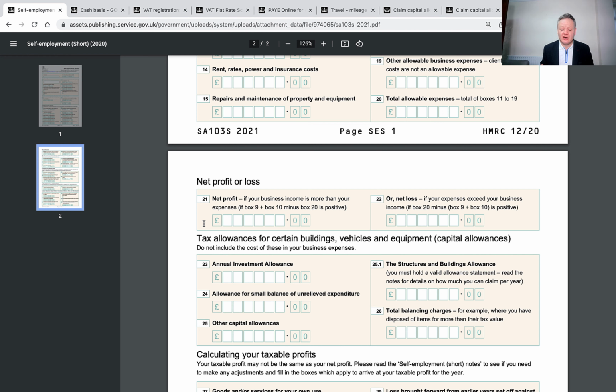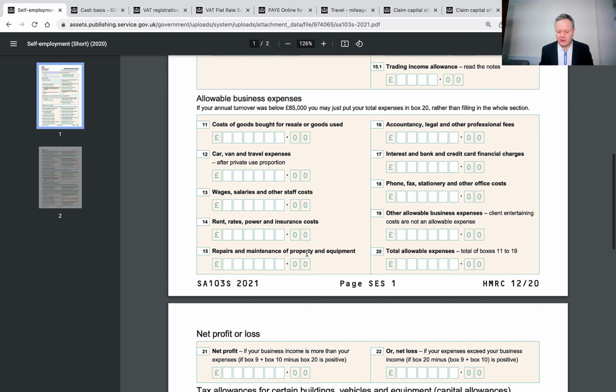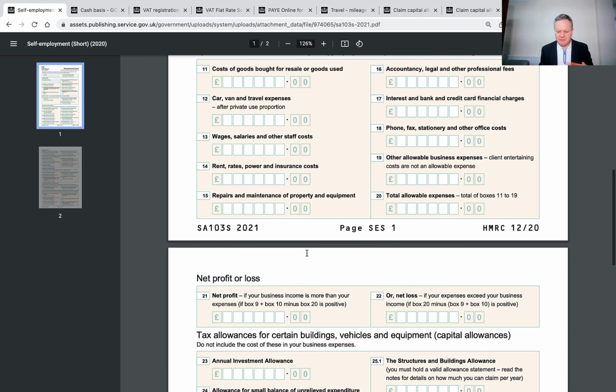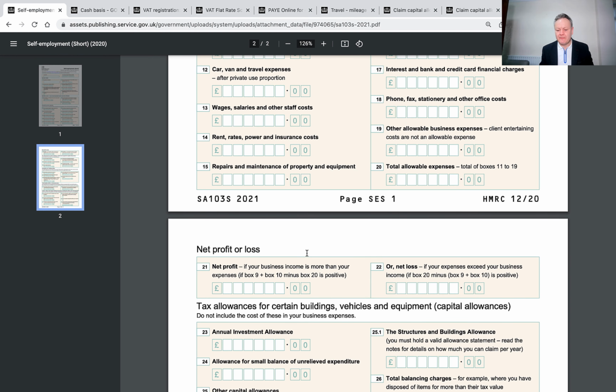Repairs, maintenance of property and equipment. So if something breaks, then you should put that cost in there. I don't see really many mistakes going on there. Accountancy, legal, and other professional fees. Typically, well, that would go in there. No real mistakes on there. Interest and bank and credit card financial charges. This is mistake number 14.